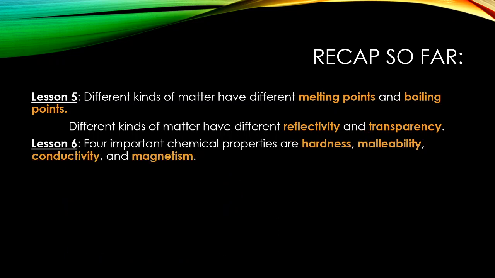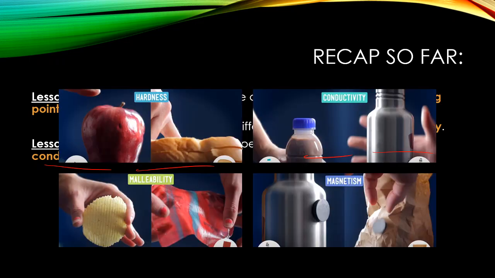Moving on past that, in lesson 6 we talked about some more properties, specifically chemical properties, and the 4 properties that we highlighted were hardness, malleability, conductivity, and magnetism. Mr. Manta came on the video to do a demonstration of each of these 4 properties, but we also listened to the Crash Course video, and they gave examples of each of these 4 properties. They said an apple has more hardness than a sandwich, which makes sense. That a potato chip is a lot less malleable than a fruit roll-up, meaning that you can take a fruit roll-up, bend it around and squish it and change it into different shapes.